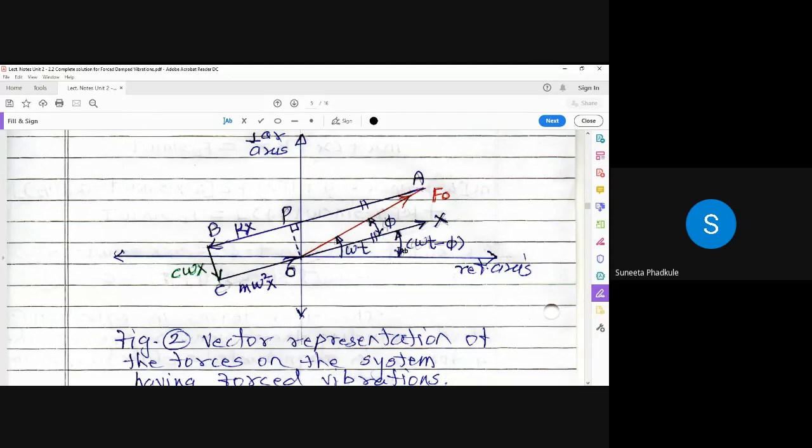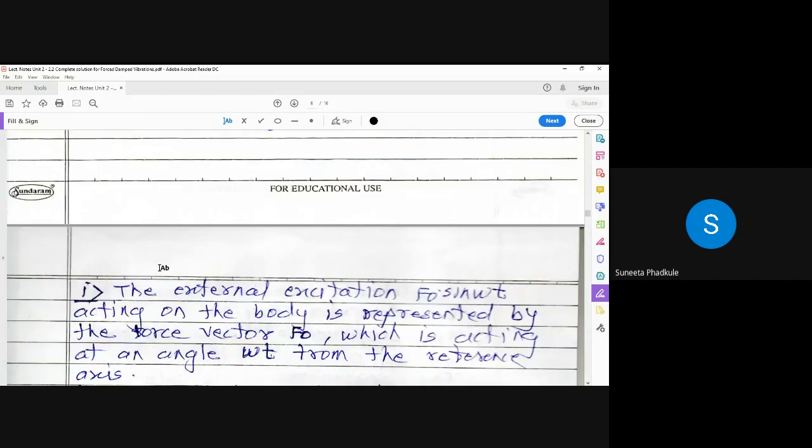So this will be omega t minus phi. This is the second observation. What is the third observation?